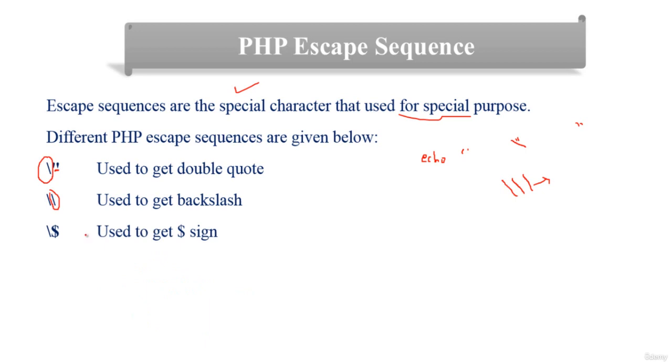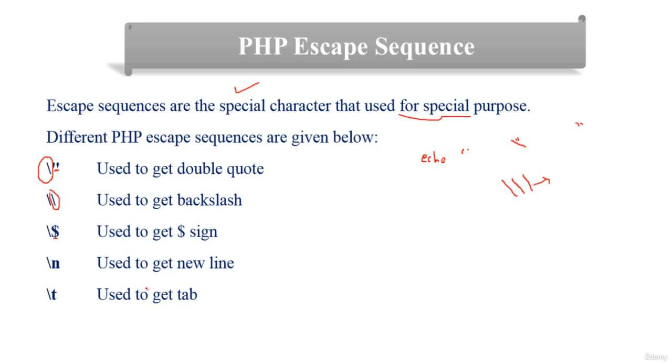Another is the dollar sign. If you want to print a dollar sign, you have to use a backslash and the dollar sign. If you want to get a new line, you have to put a backslash and n. If you want to get a tab, you have to put a backslash and t. So these are different characters that we call escape sequences.